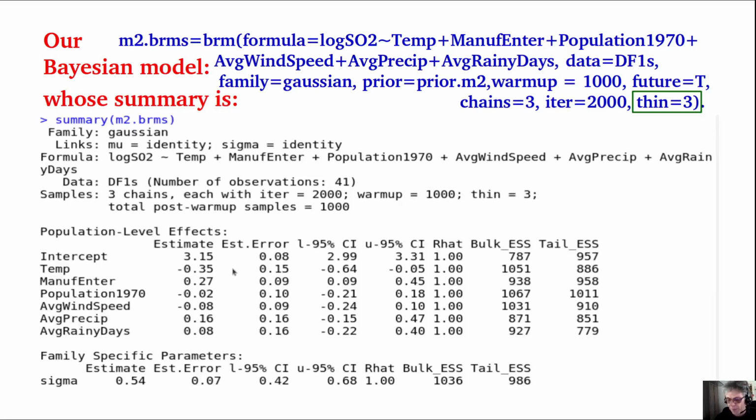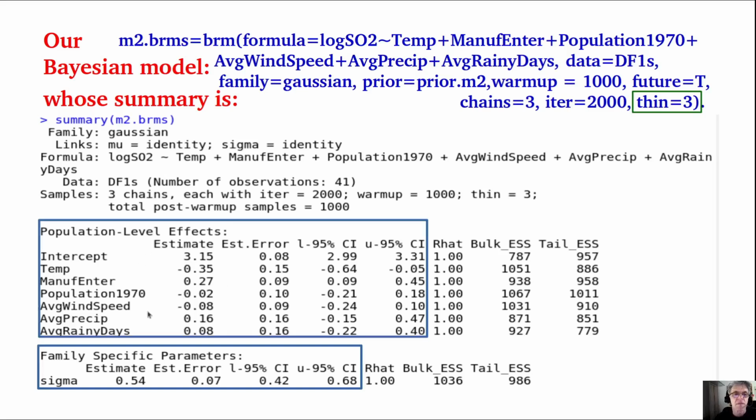So the summary of the model is as follows. Again, we have everything related to the posterior distribution, meaning the means and standard deviations of the posterior distribution of each of the parameters, the intercept, the standard slopes and the partial slopes, and the 95% credible intervals. So this means that the mean of the slope of temperature is -0.35, with a 95% credible interval going from -0.64 to -0.05.